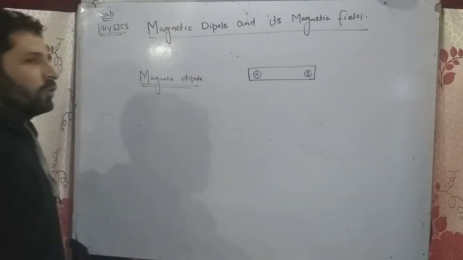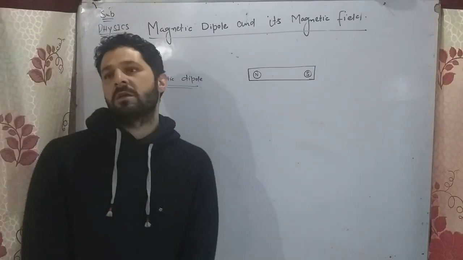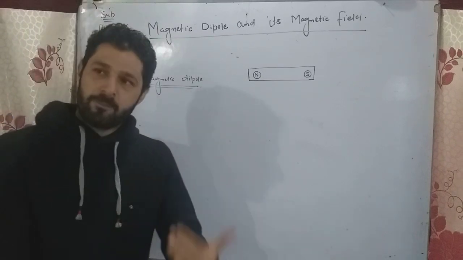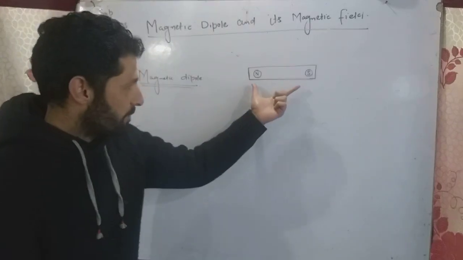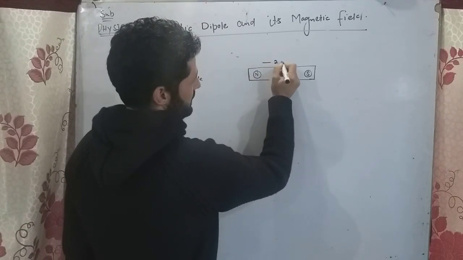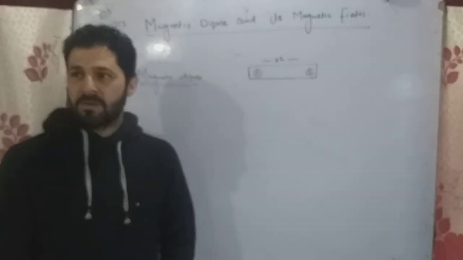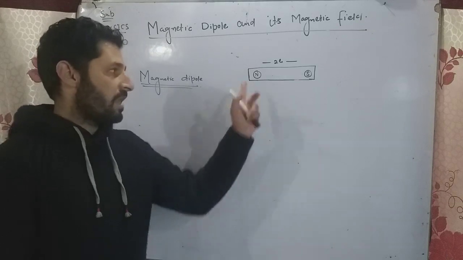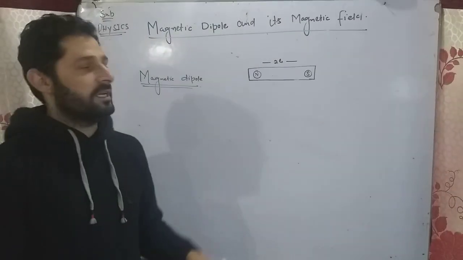The magnetic dipole consists of two poles of equal strength, equal and opposite poles, but they are separated by some distance. That distance is taken as 2l. We take this distance between the north pole and south pole as 2l in order to make the mathematical calculations easy. So what is a magnetic dipole? It's a system of two equal and opposite poles, north pole and south pole, separated by a very small distance, that's taken as 2l.